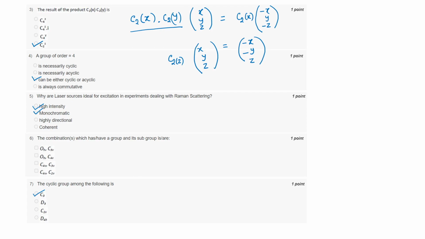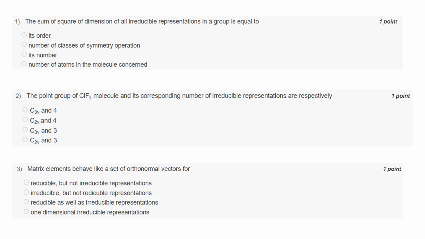So with that, we are going to discuss the week 7 assignment also, because we have discussed the material. So let us discuss that also. For the week 7 assignment, the sum of the squares of the dimensions of all irreducible representations in a group is equal to, so this actually tells us from the working rule, right?